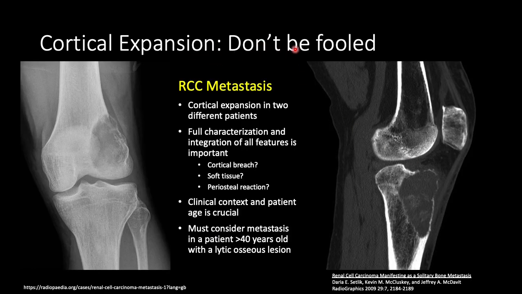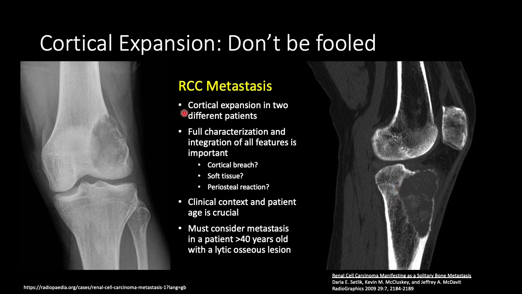So this is just a slide to say there are exceptions for cortical expansion. They're not all benign, so don't be fooled. This is a case of an RCC metastasis, or renal cell carcinoma metastasis, in the distal femur. And you can see it's causing cortical expansion. It's a lucent or lytic lesion right here. There's some suggestion of possible cortical destruction here, which would make you think it's probably more aggressive. And this is another example of an RCC metastasis showing some cortical expansion. This diameter is a bit wider than you would expect.